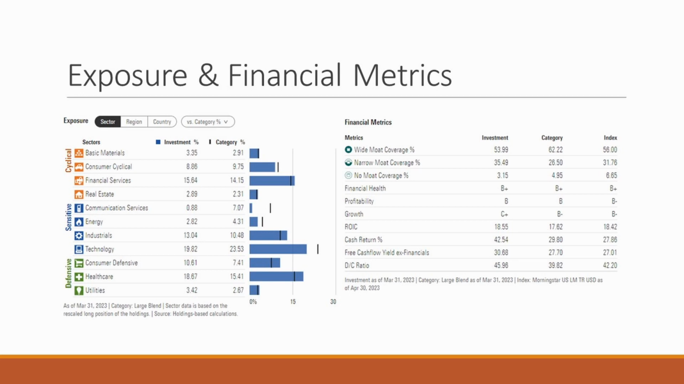So we can see that here, communication services, we are very low in this particular fund relative to the benchmark or what's normal. Whereas if we look at consumer defensive stocks, we're higher than the average. On the right side, they have other measurements of what types of companies are invested in here. And there's a lot of data here. Let me just focus on what Morningstar means by wide moat, no moat, or narrow moat.